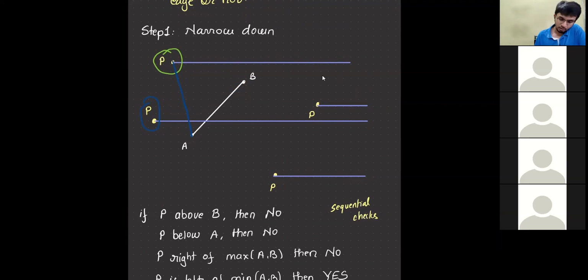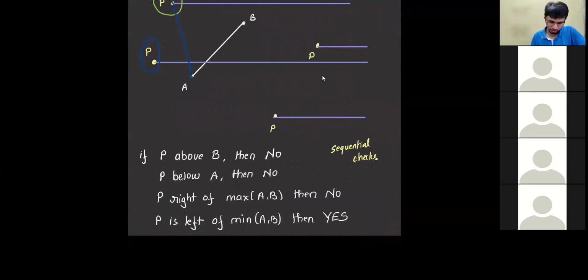Correct? So in these three cases the ray will never intersect: above B, below A, or right side of the rightmost point. If you know this, then the edge would never intersect. The fourth case is where P is on the left side of the leftmost point. So P is over here. This is where it would definitely intersect the edge. At this point, it would definitely intersect the edge. So here, count plus plus. So this is what we will do.